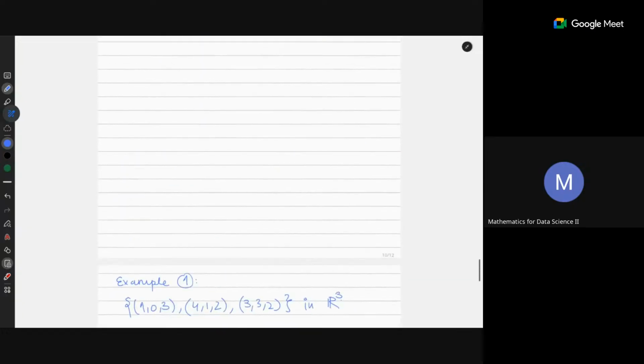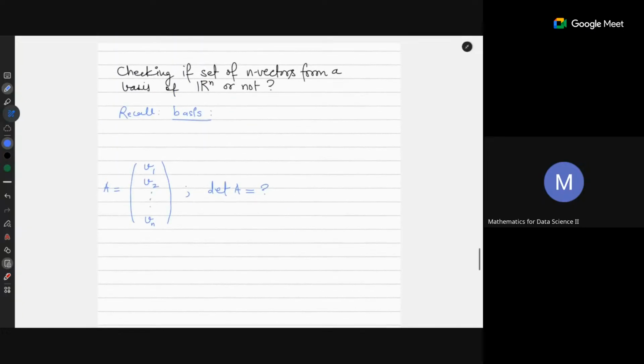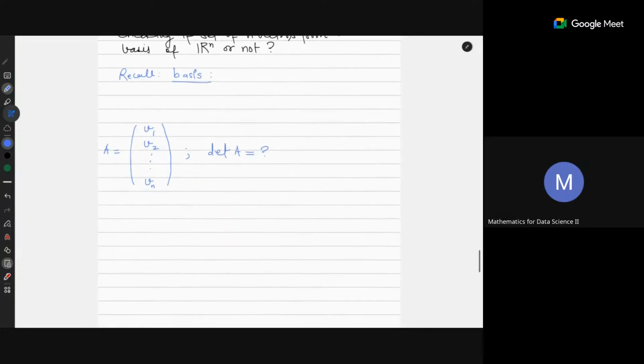So now, in general, if you have n vectors in Rn, then you can just check the determinant. You can either write each vector as a row, or you can write each vector as a column, which will be the transpose of this one. Both will give you the same determinant, so you can tell by checking the determinant.